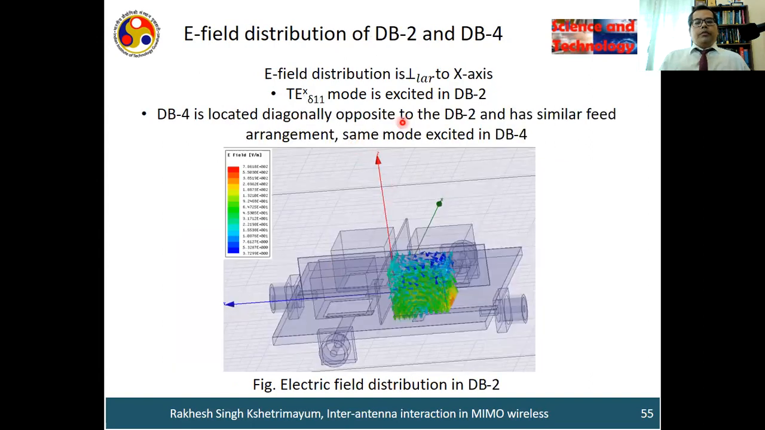Similarly, if you observe the fields for dielectric block 2 and dielectric block 4, the field patterns are very similar because the feed we have given was along the same direction. The excitation we have given to the antenna was very similar for dielectric block 2 and dielectric block 4. So the field pattern will be very similar. We have the TEX delta 1 mode. TEX means field will be confined in the XY plane. This is the X direction. We don't have any field along this direction. We have field confinement in the YZ plane.